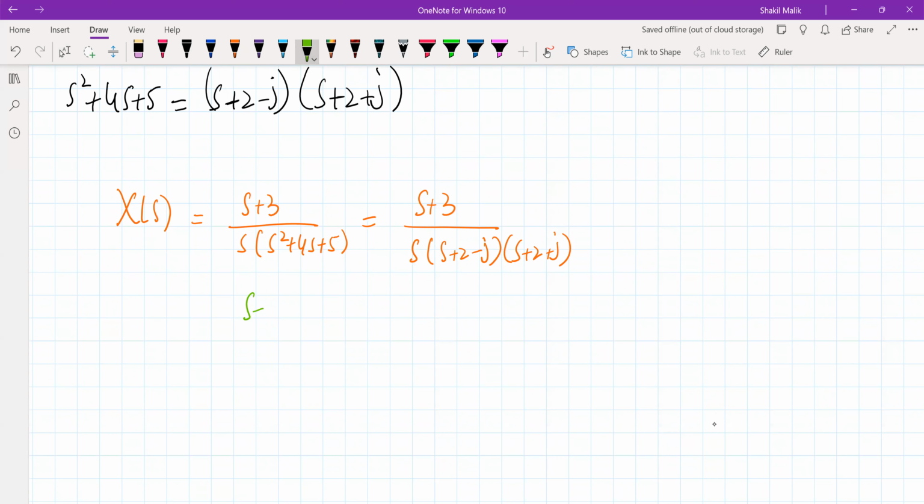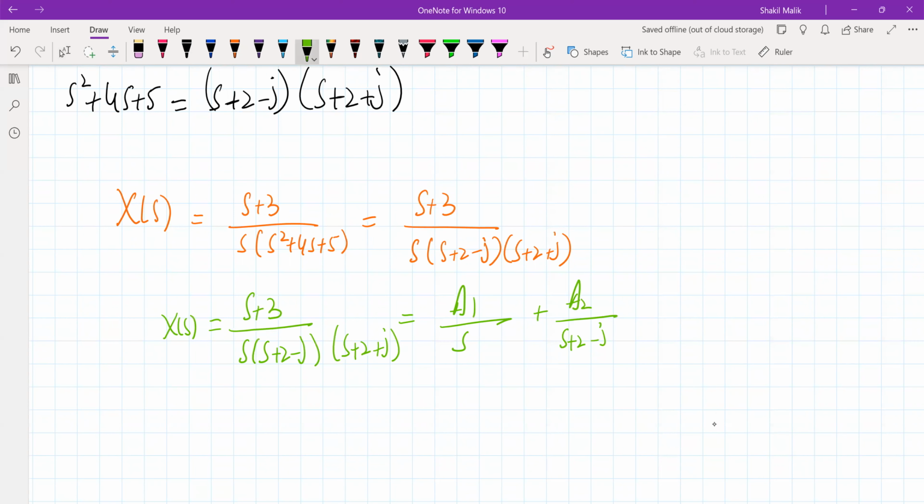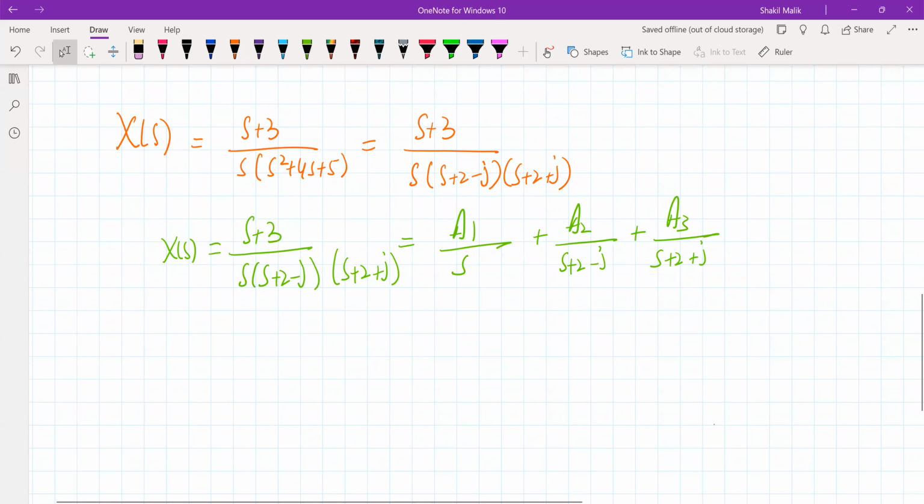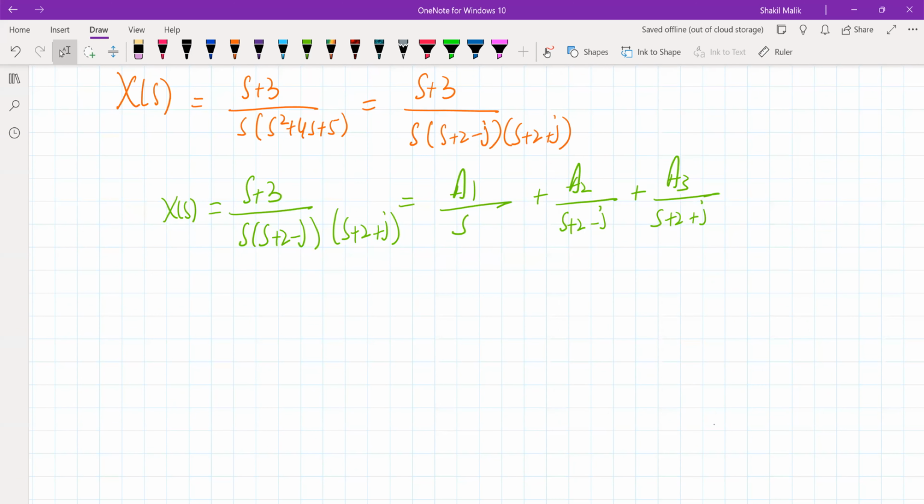That means (s plus 3) divided by s into (s plus 2 minus j) into (s plus 2 plus j), which is X of s, can be written as a1 by s plus a2 by (s plus 2 minus j) plus a3 by (s plus 2 plus j), right? So what's our goal? Our goal is to find a1, a2, and a3. So this is the partial fraction expansion of this.